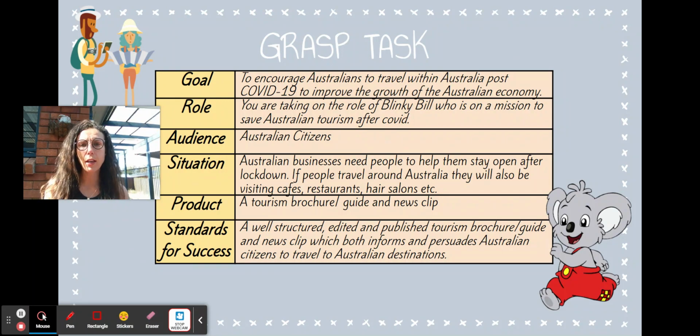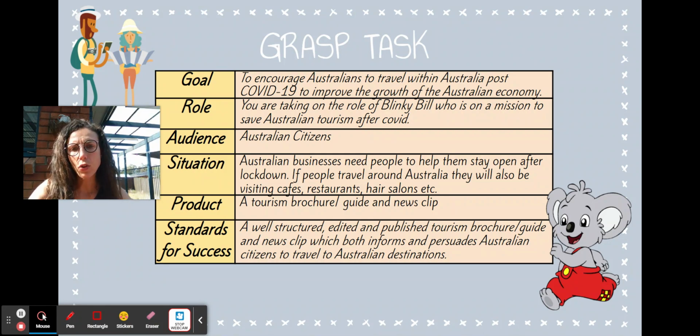So your role is that you are actually taking on the role of Blinky Bill, who is on a mission to save Australian tourism after COVID. Blinky Bill is a very famous Australian character, and he was really famous when I was quite young, and I used to love this cartoon, and he is an iconic Australian character who is off to go and save Australian businesses. So the audience are Australian citizens. The situation is that Australian businesses need people to help them stay open after lockdown. If people travel around Australia, they will also be visiting cafes, restaurants, hair salons, etc.